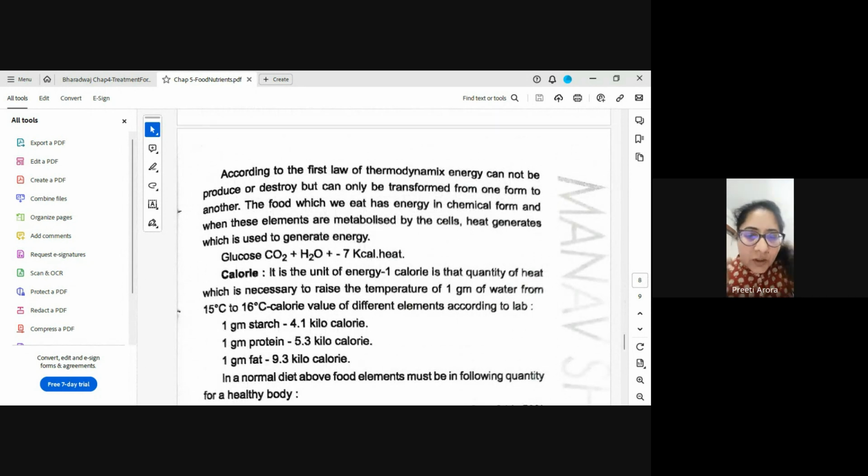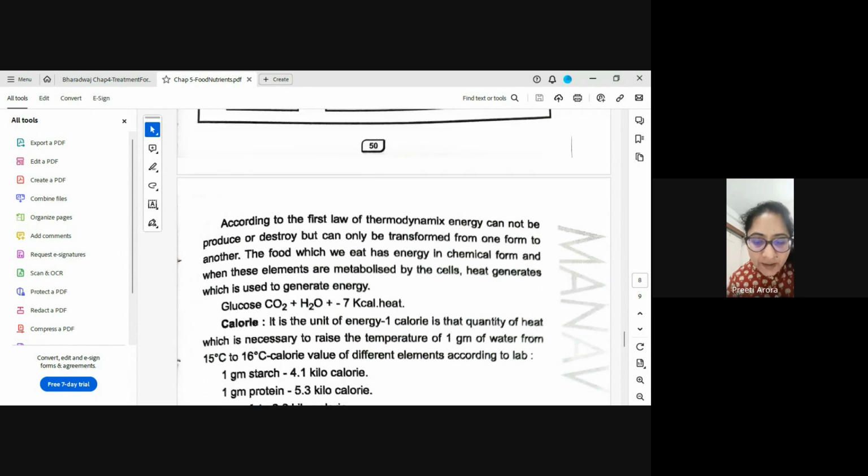So now the logical question that comes to our mind is that obviously we're eating this protein, fats, and carbohydrates, but where is it going in the body? Where is the body storing this protein, fats, and carbohydrates? We must know that, just so that we know our topic very clearly.